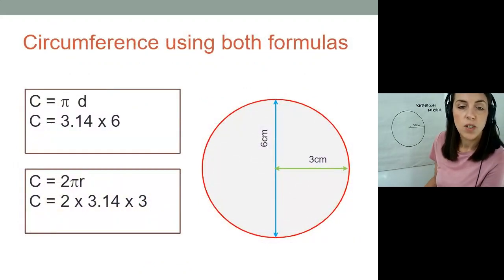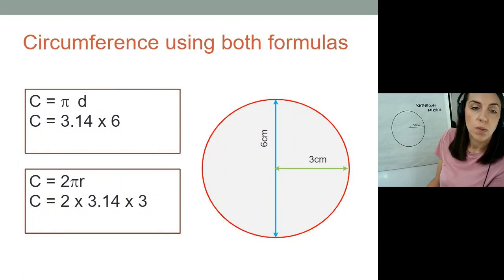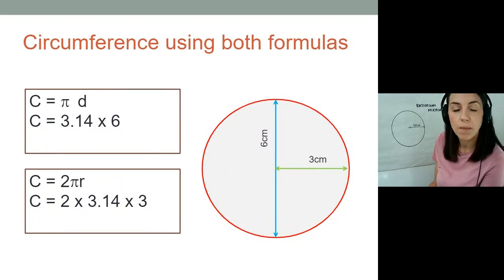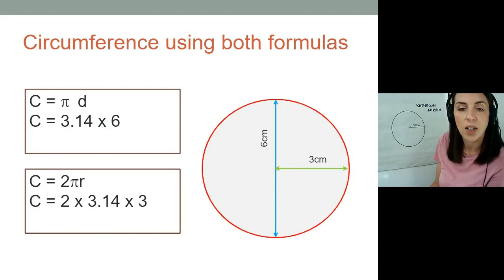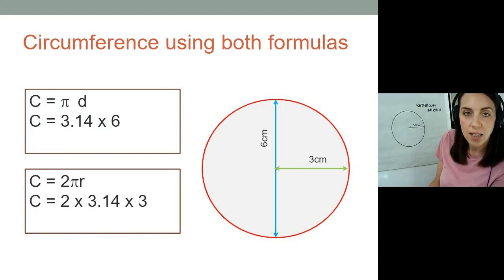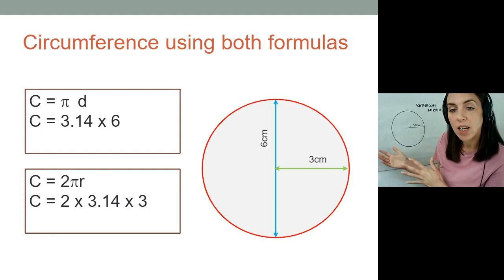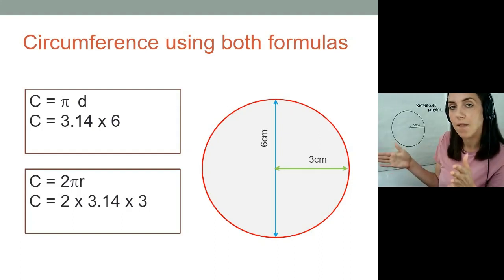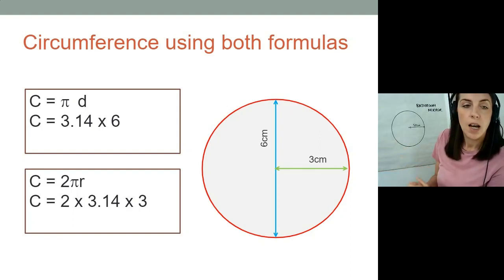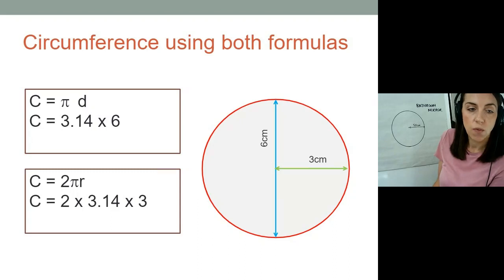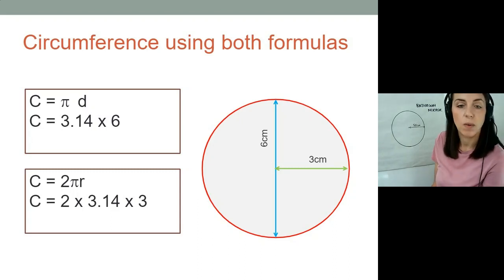So the circumference using both formulas. The first one is an example using pi d as a formula. We have a circle on the screen. It has a diameter of 6 centimetres and therefore a radius of 3, because the radius is half the length of the diameter. So if we calculate the circumference using pi d, it would be 3.14 multiplied by 6. Anybody want to give me the answer there for that one?